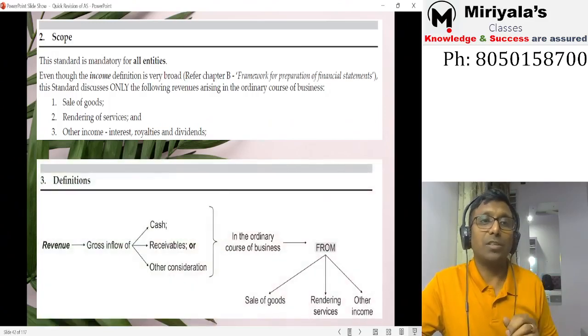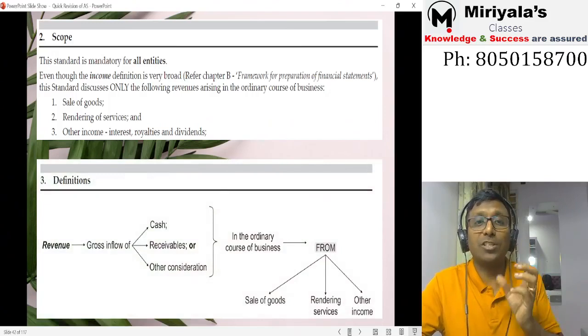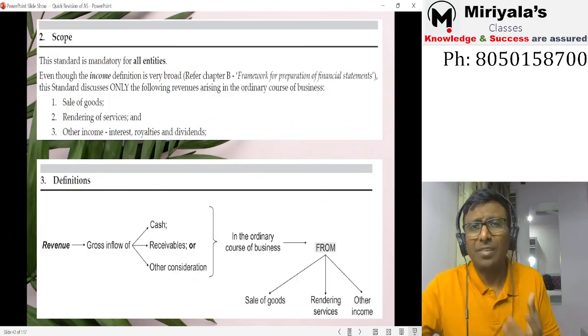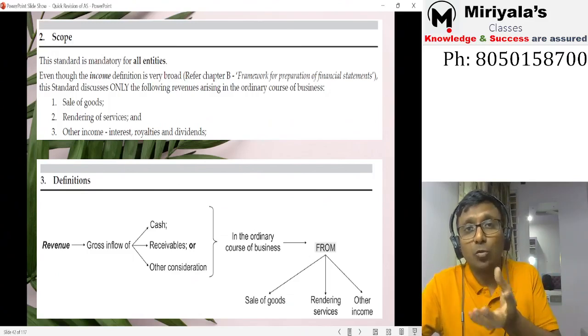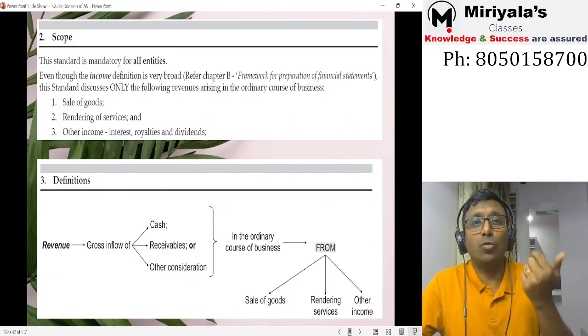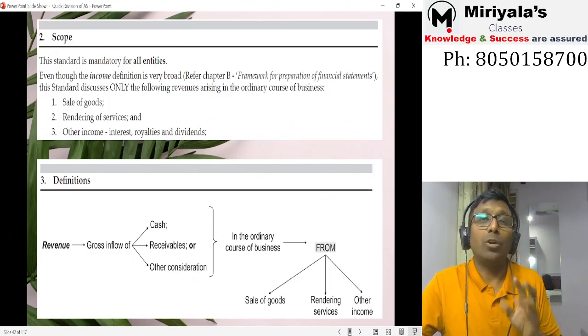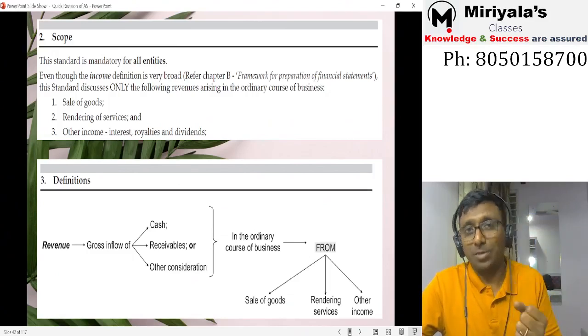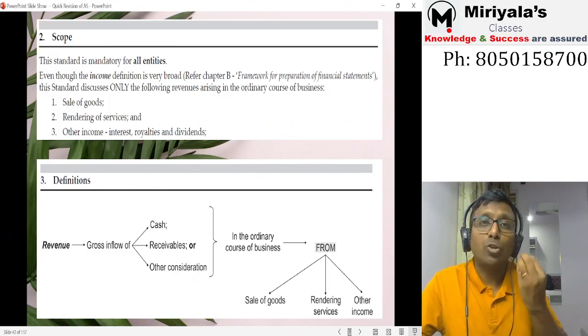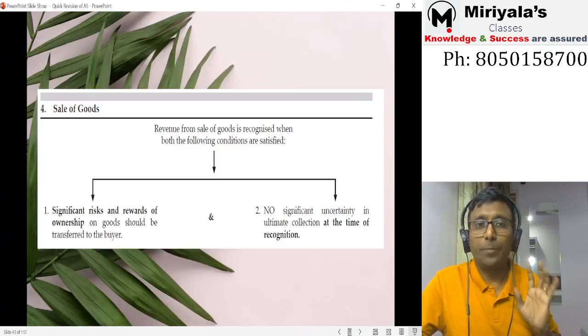What is the definition of this? Revenue is a gross inflow of cash or receivables or any other consideration. Any other consideration in the sense what? Even if it is in kind. Barter system, that also will be covered here. And any gross inflow of cash or receivables in the ordinary course of business, from the above discussed, whether sale of goods or sale of services or other revenue. And if you are in an agency business, you are not supposed to take the gross inflow. You are supposed to take only your commission as your income. Okay, I hope you got it.